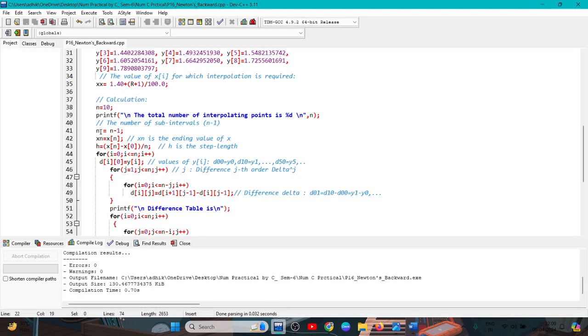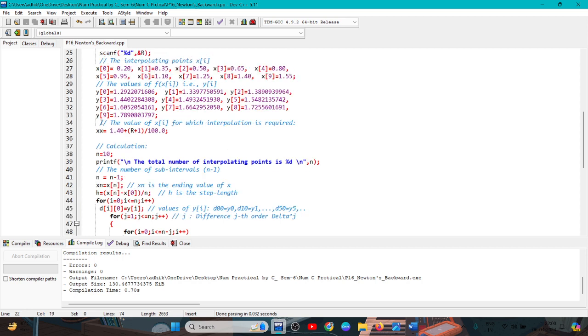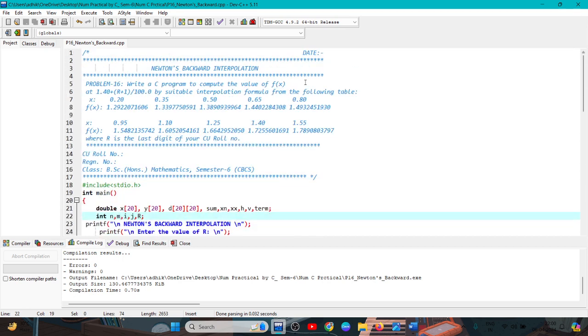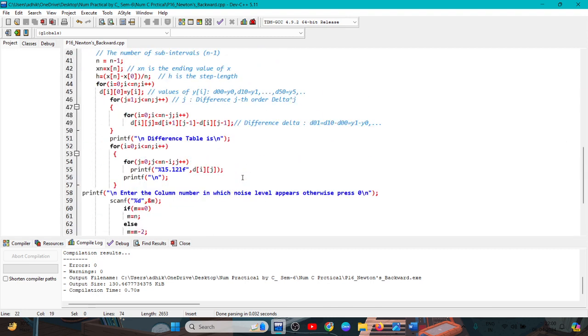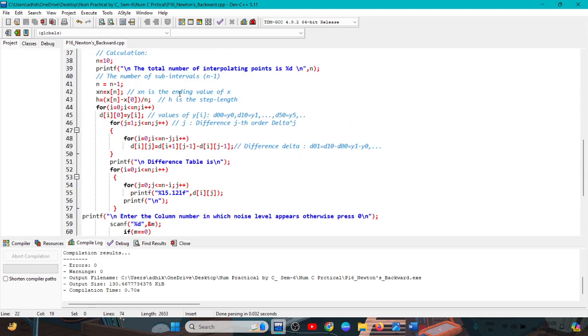Here xn is the end value of x, that is x9. Here x9 is 1.55, because this x is 1.40. So xn is the end point of x, the ending value of x, and h is the step length.